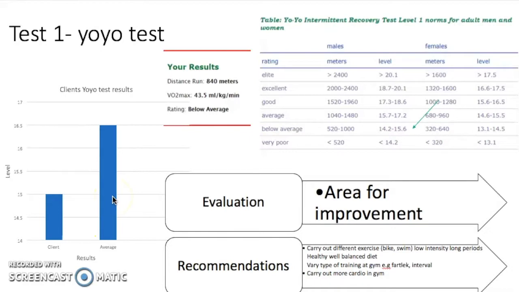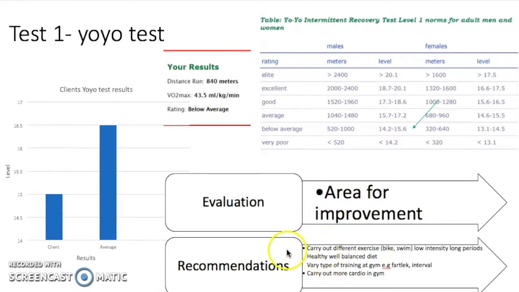This may not be truly representative, as he is only 18, and in the table, age isn't taken into account, which could be a possible reason for why he's falling below average. But from his results, this is an area of improvement that I would seek to work on with him, as he is much lower than is expected. So I have some recommendations that would help my client's aerobic capacity and would therefore enable him to perform better in the yo-yo test, getting him to a higher level, a higher score.